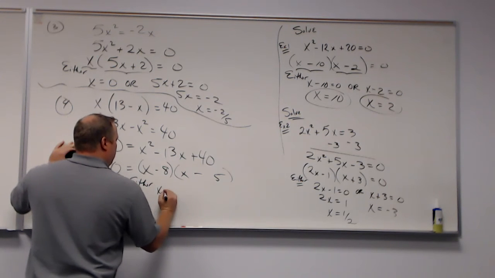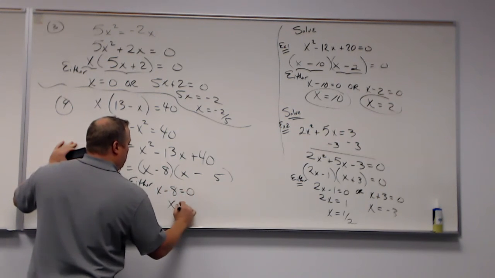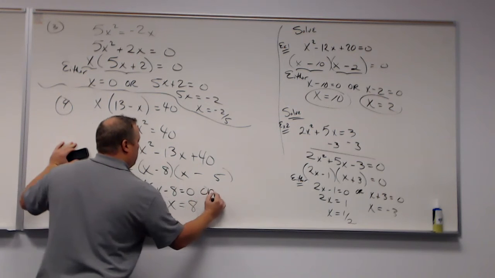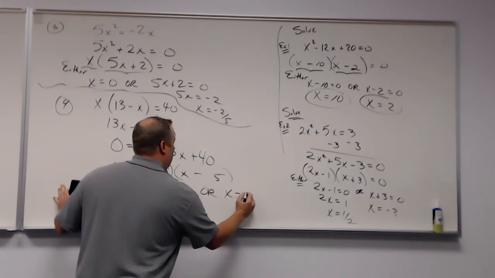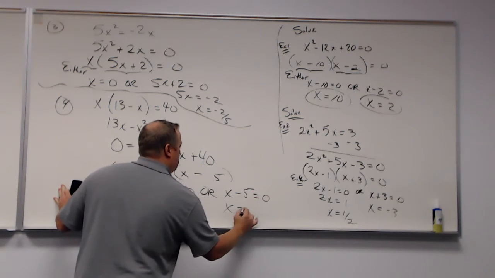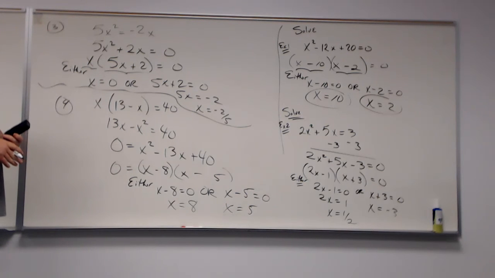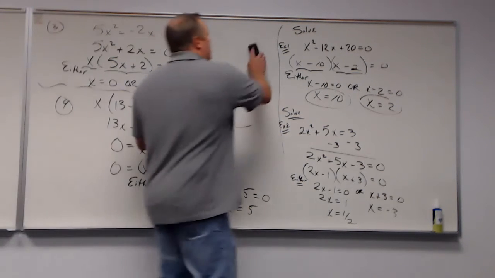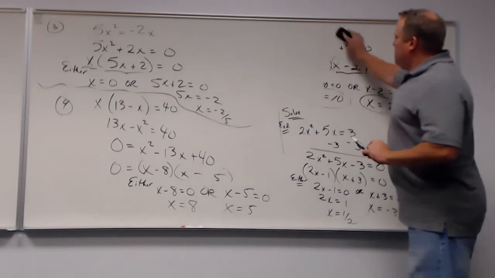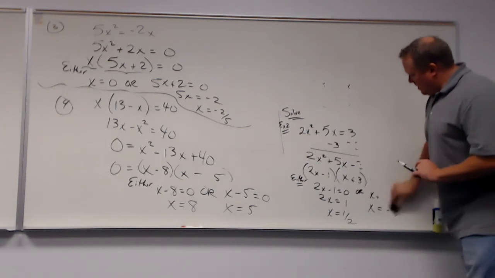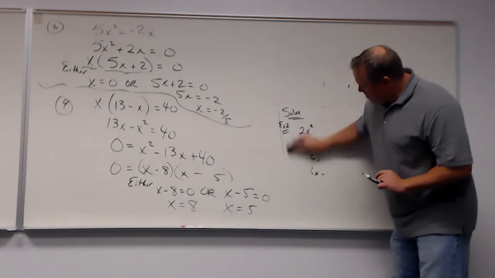So if we completed these already, x has to equal 8. Or x minus 5 has to equal 0, which means x equals 5. Now, there's something else to consider as well. Give me 1 sec to erase the board here.